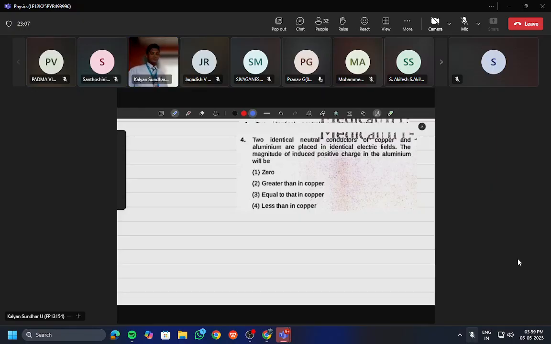Fourth option, less than copper. Answer is equal. Copper and aluminum, both are metals. If I place a conductor in an electric field, what will happen? Charges will be induced. Correct? So suppose this is the metal body and you have an external electric field. Then equal and opposite charges will be accumulated here. Correct? So this is E induced. Let it be copper or aluminum, the induced charge will be equal and opposite. So the answer will be equal to that of the copper.